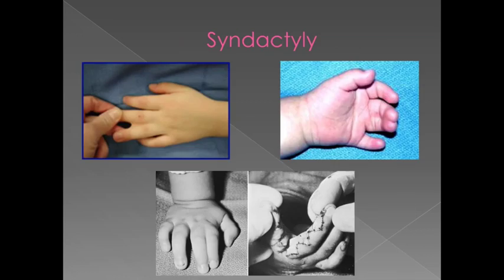Syndactyly is a congenital deformity of the hand or foot where the fingers or toes are fused or webbed. The goal of the surgery is to separate the fingers or toes to restore function and normal growth. The surgeon will also use a zigzag incision to separate the digits, creating triangular skin flaps.